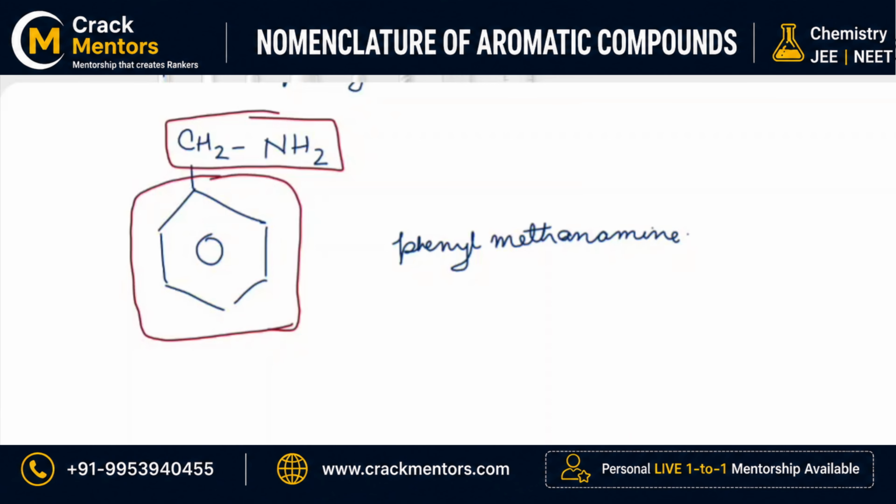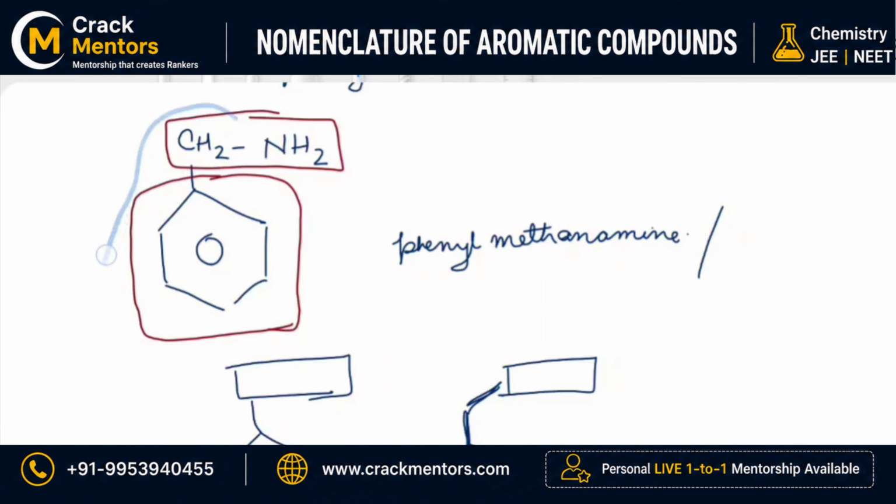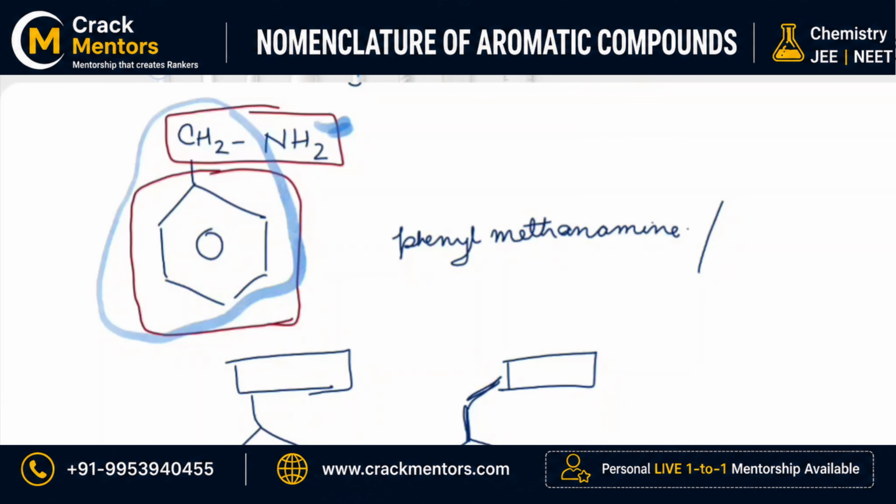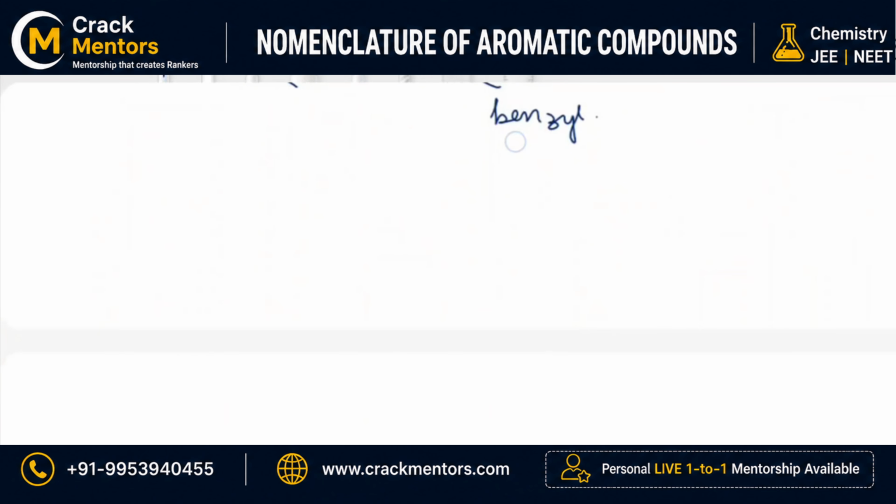Now if you remember, I have already told you that this group is known as phenyl when something will be attached here. And when a CH2 comes and something attaches here, it is known as benzyl. Therefore, this will become benzyl and this NH2 will remain, so I can write benzyl amine also. Both the things are correct.